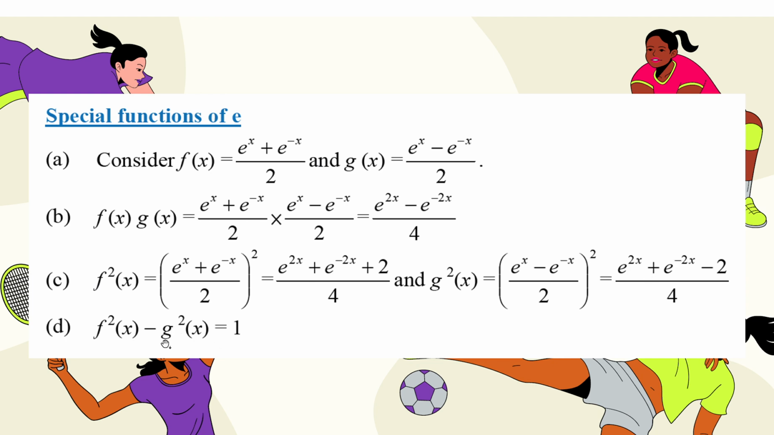So f and g are just like sine and cosine functions. Remember sine squared plus cosine squared equals 1, right? Now f squared minus g squared equals 1, so it's a minus. Similar, so we call it a hyperbolic function.